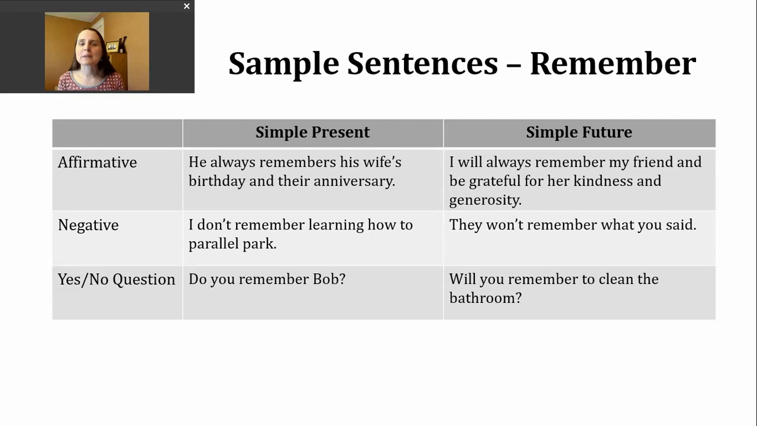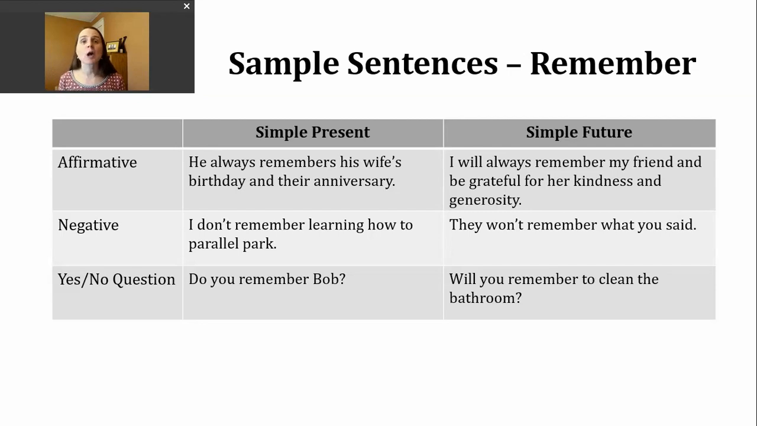He always remembers his wife's birthday and their anniversary. Okay, so this he keeps in his memory. Let's look now at making a negative simple present sentence. And again, it matters what our subject is.